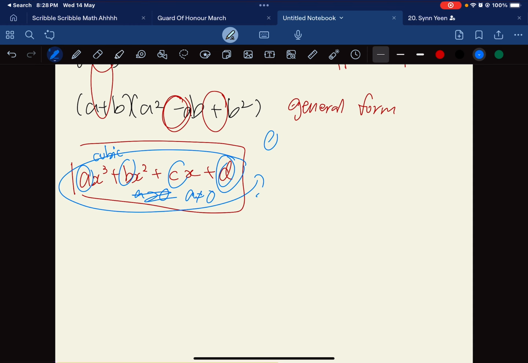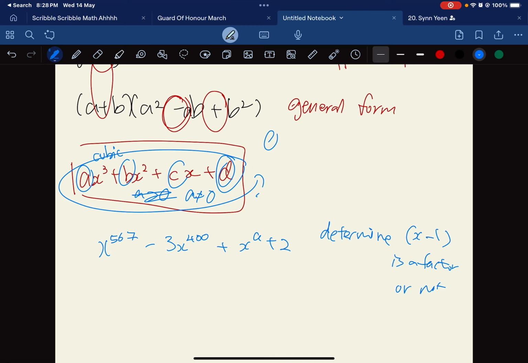Okay, next let's try another question, which is about the remainder theorem. So how if I give you something weird, and you determine whether x minus 1 is a factor or not? To determine this, you just sub in.